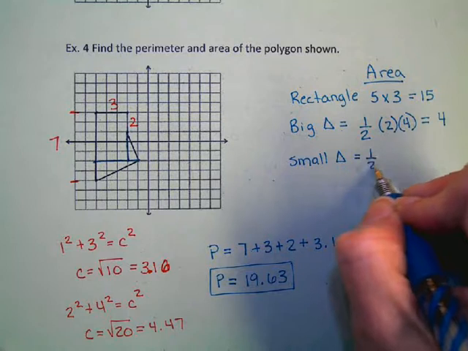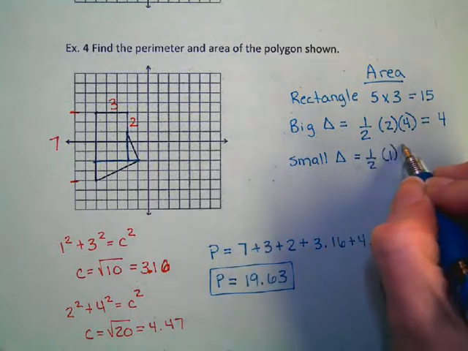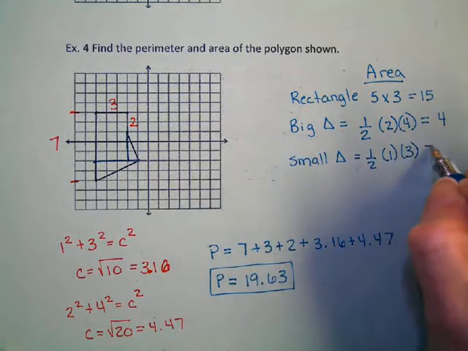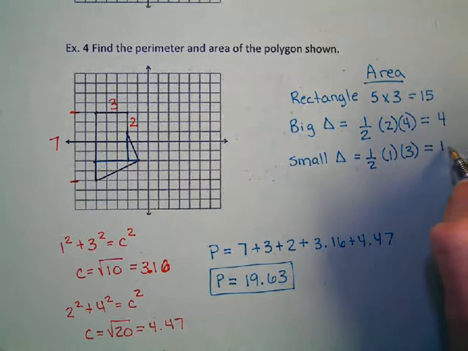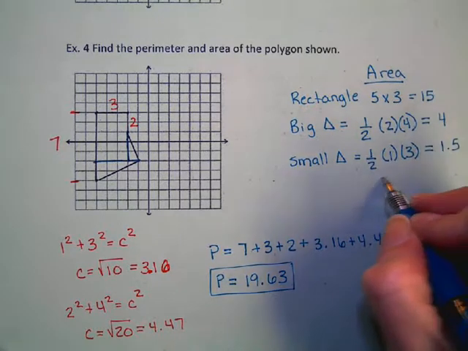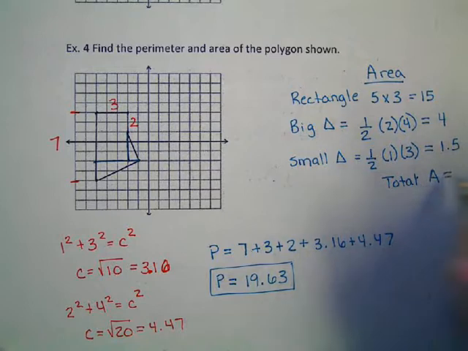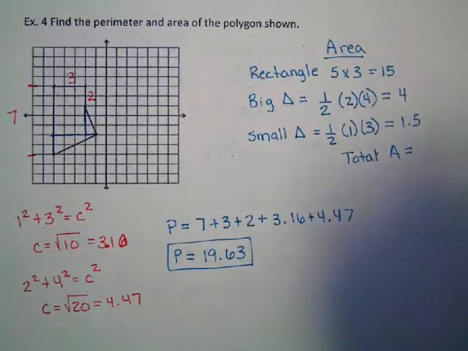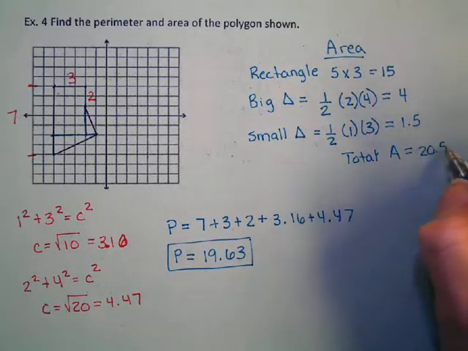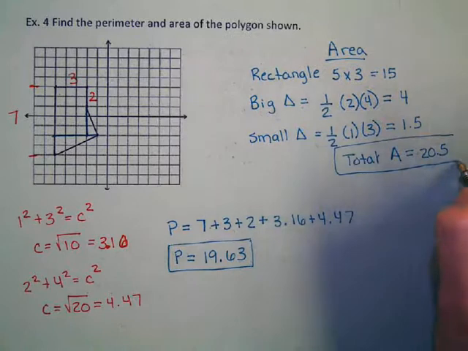And you have a small right triangle, which is 1/2. The base is 1, and the height is 3. So I got 1.5. If I total that, the total area equals 20.5.